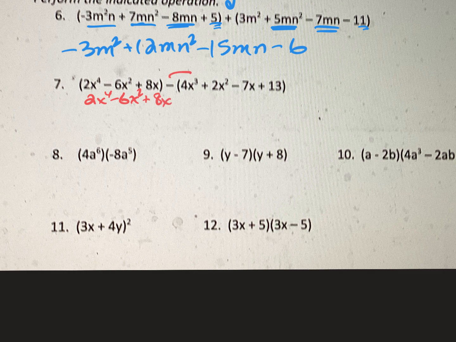So right now the 4x cubed is positive. I'm going to make it minus. The 2x squared is positive. I'm going to make it minus. The 7x is minus. I'm going to make it plus. The 13 is plus. I'm going to make it minus.